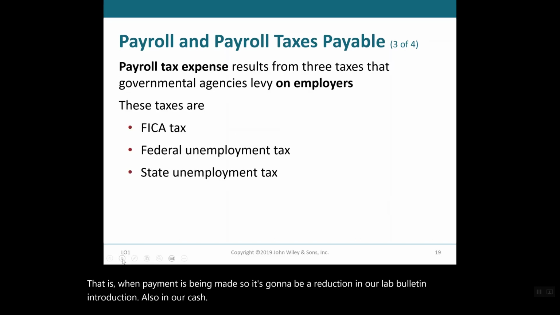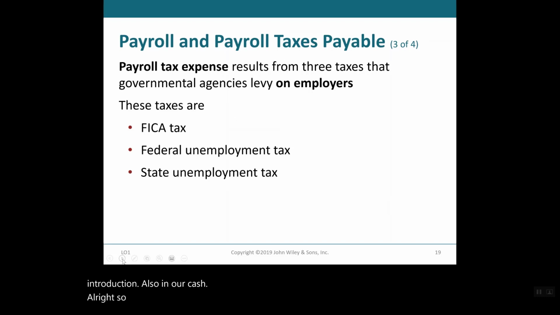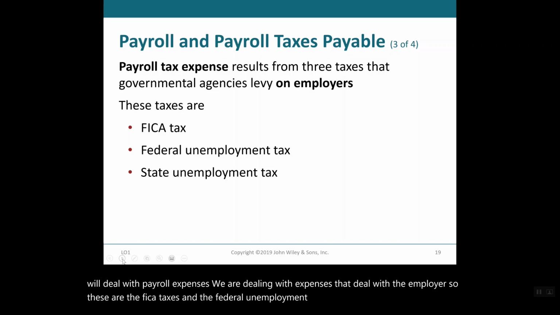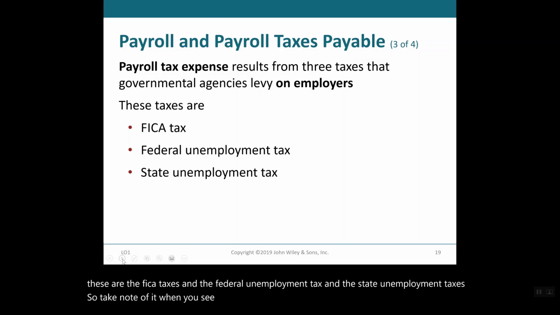All right, so payroll expenses result from 3 taxes that the government agencies levy on employers. So when we deal with payroll expenses, we are dealing with expenses that deal with the employer. So these are the FICA taxes and the federal unemployment tax and the state unemployment taxes. So take note of it when you see them in questions. Only these ones form or sum up what our payroll expenses is going to be.